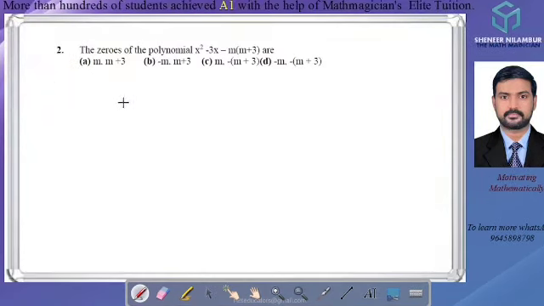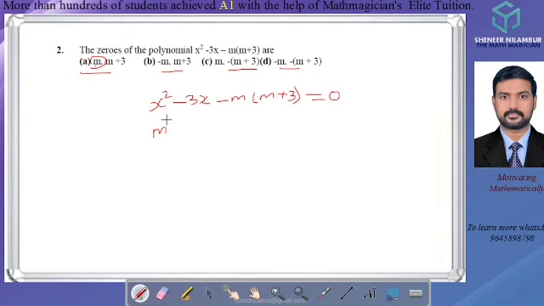The zeros of the polynomial x square minus 3x minus m into m plus 3 are, option A, B, C, D, there are 4 options. First of all, we can try to understand: zeros means the value of x for which this polynomial's value will become 0. Here 4 options are there, so by giving these values we can check. Suppose m is the solution, then m can be given in the place of x so that this polynomial will become 0. So we are going to insert m in the place of x.